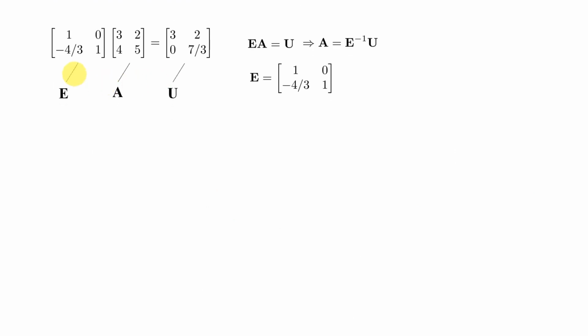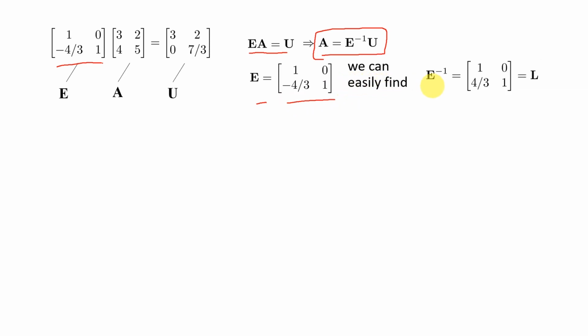So now that we have an elementary matrix here, which is a lower triangular matrix, [1, 0; -4/3, 1], and [3, 2; 4, 5] here, we can now see that EA equals U. I can write A equal to E inverse U. And now we know that E is [1, 0; -4/3, 1]. We can find this E inverse using numerous methods. You can use any of these methods and see that E inverse is [1, 0; 4/3, 1].